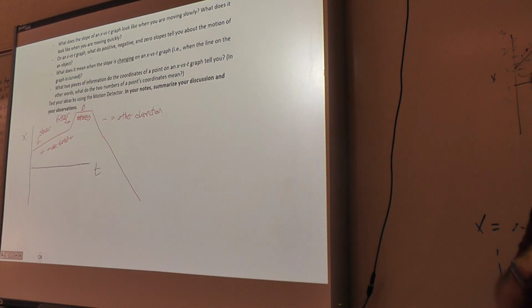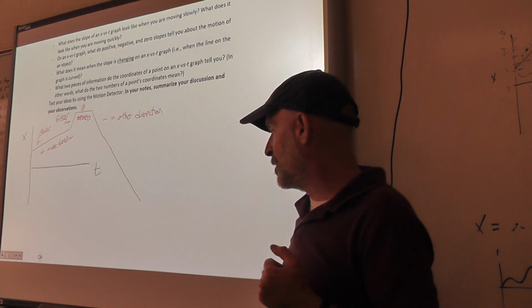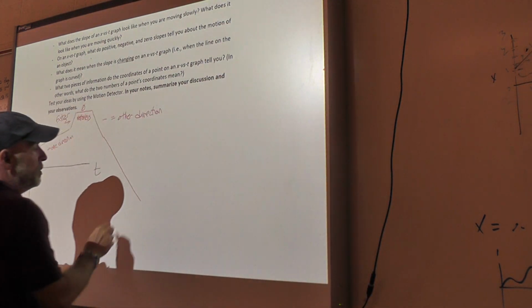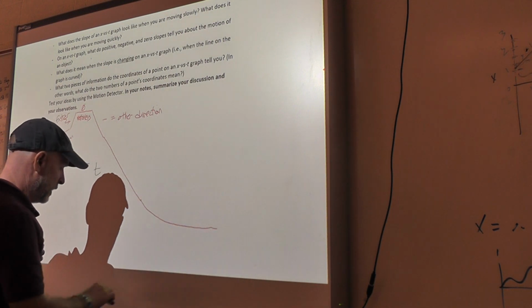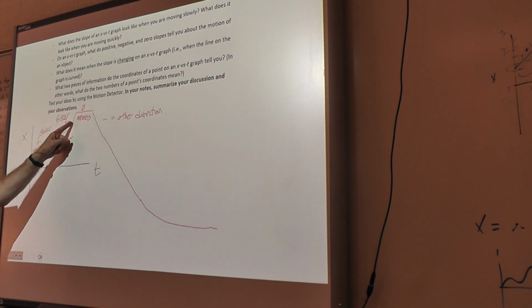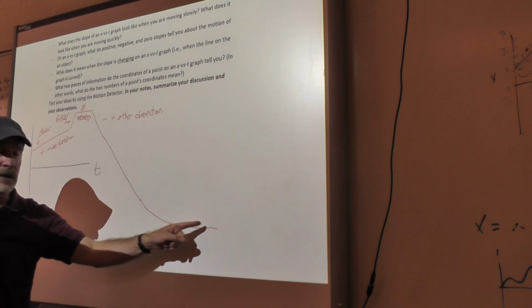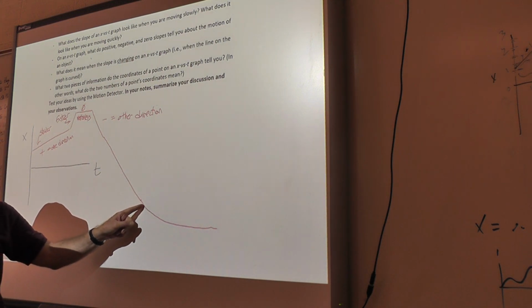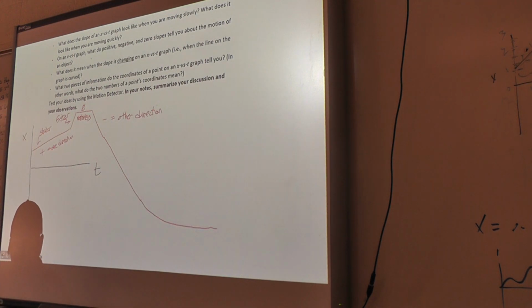The next section says, what does it mean when the slope is changing on a position versus time graph? So that would be something like this. What does it mean when instead of a horizontal line or a diagonal line, we have a line that is curved? And this one looks like it starts off with a negative slope and then it curves and becomes at least close to horizontal. What does that tell you? Yeah, you're accelerating or decelerating? That's right.